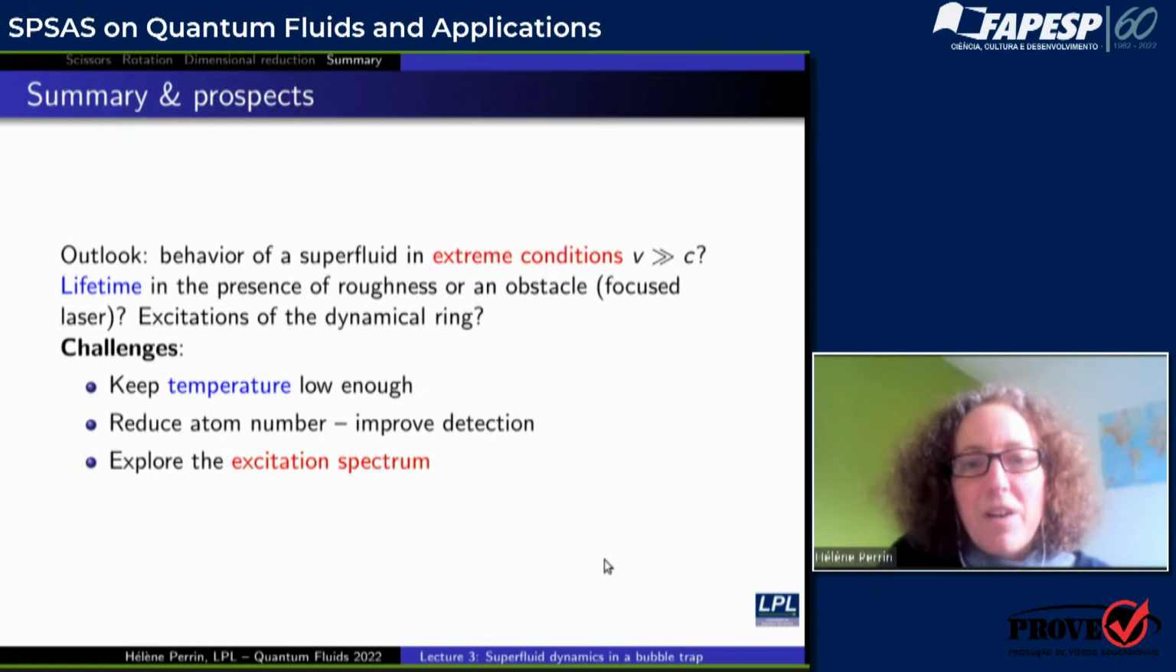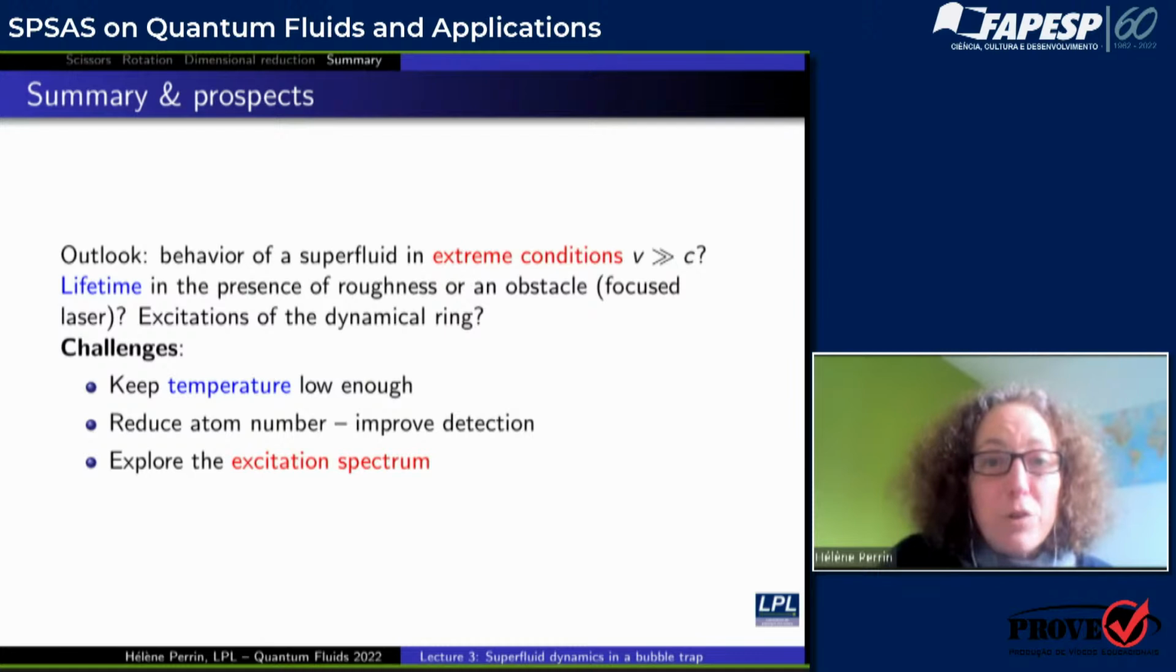But another prospect for this dynamical ring is also to probe its stability, because I told you that the flow was going at speeds much, much larger than the speed of sound. And for the flow to remain stable for almost 1 minute, we need to work very strongly on the rotational invariance of the bubble. Any small deformation of the bubble leads to a damping of this rotation. So one outlook for this experiment is to try to measure the destabilization of the flow if you, for example, add some obstacle inside the flow or induce intentionally some deformation.